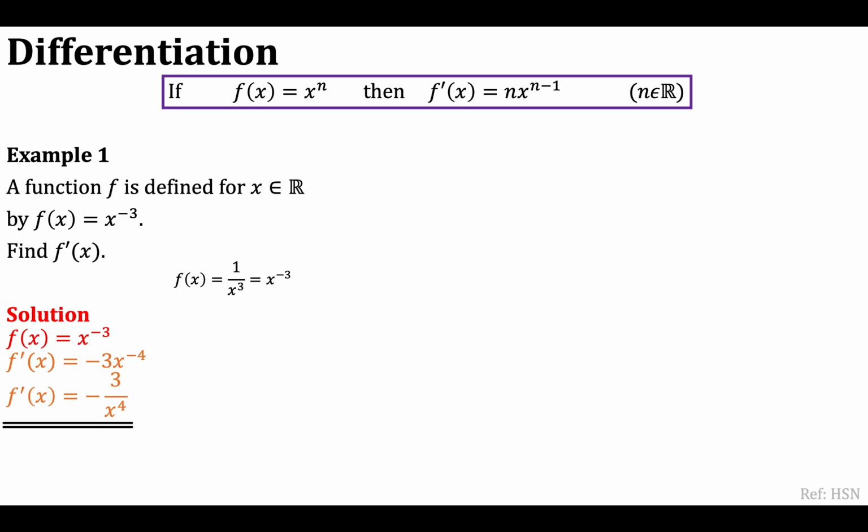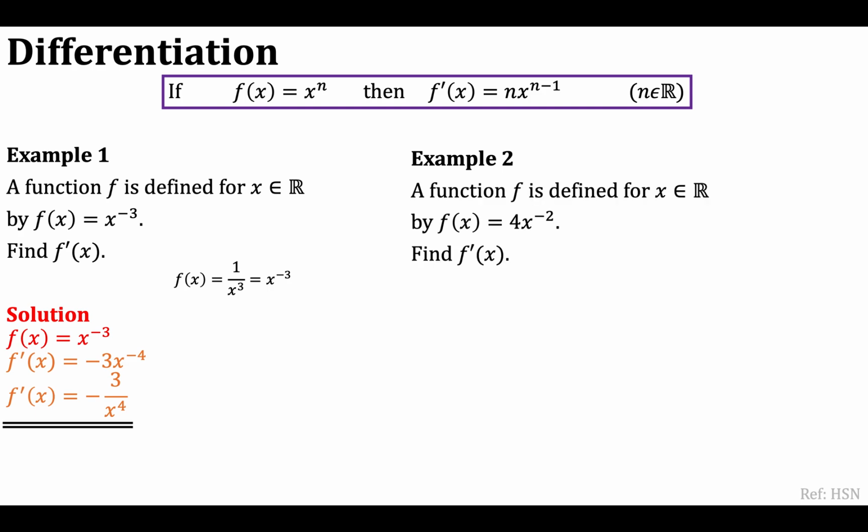Now we'll take a look at a second example, and then I'll give you the opportunity to pause the video and copy these down before we do a third example. So a function f is defined for x in the real numbers by f of x equals 4x to the negative 2, and we've to find f dashed of x. Now again, this could have been written differently. F of x could have been written as 4 over x squared. And we would have had to have changed it to 4x to the negative 2 before we could have differentiated. So it's worth noting that just now.